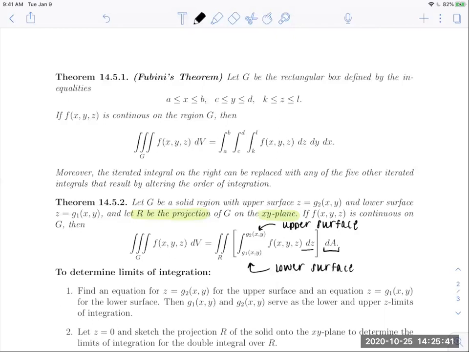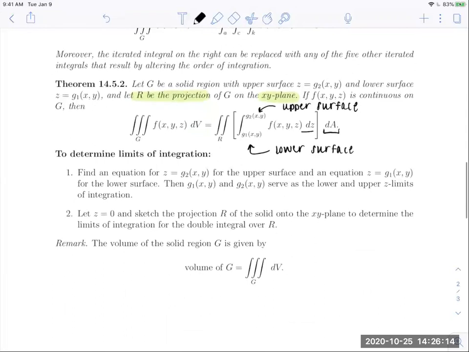Now, again, your dA is going to depend on your region. Is it going to be vertical slices, in which case you have dy dx? Is it horizontal slices, in which case it's dx dy? Are you working with a polar region? Is it r dr d theta? So you'll have to identify that using your knowledge from 14.1 through 14.3. But this theorem is telling you that the innermost integral should be in terms of z, where your upper limit is your upper surface and your lower limit is your lower surface.